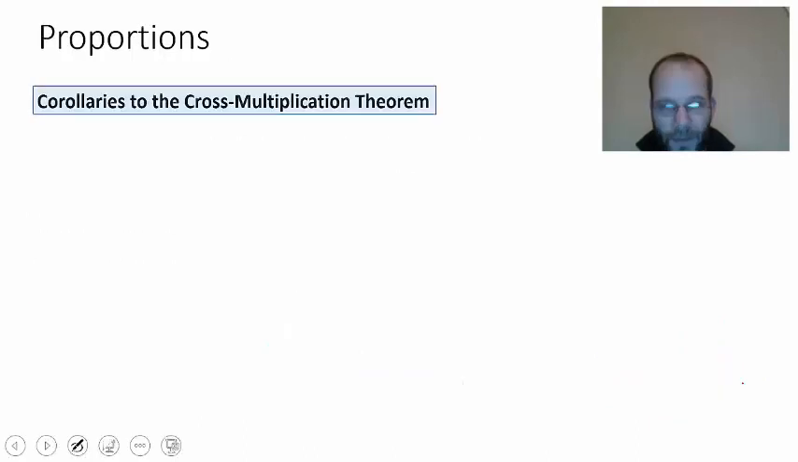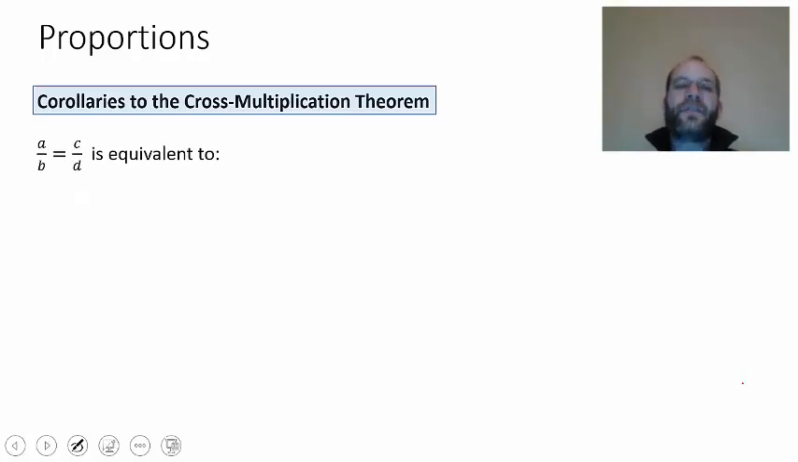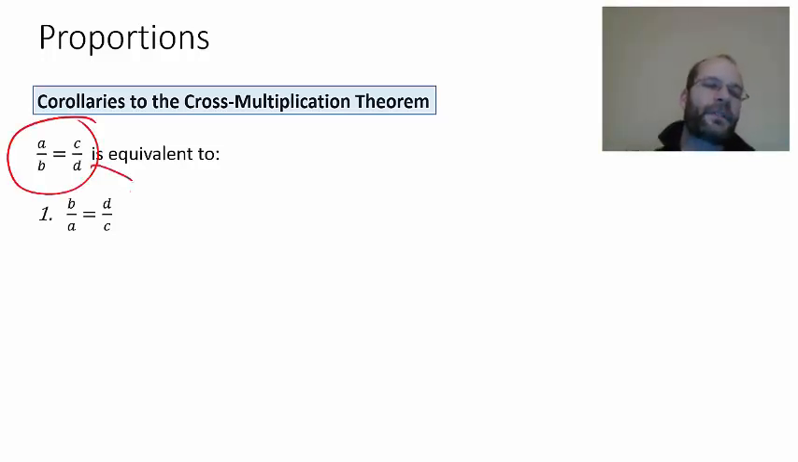We need to look at a few corollaries to the cross multiplication theorem. Corollaries, remember, are shortcuts to shortcuts. They're the extensions of the shortcuts that we learn. When we look at this proportion, A over B equals C over D, we can be sure that it's equivalent to the following statement. Number one, we find that it's equivalent to B over A equals D over C. What happened there? How did we get from this proportion to this one? I think you can see quite simply that we just flipped over both of the ratios. Okay, we just flipped them upside down.